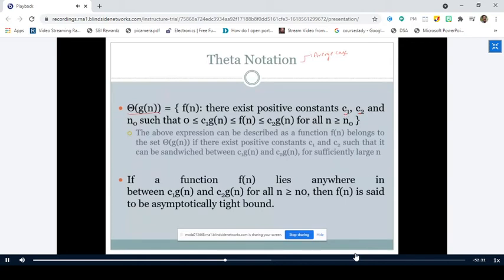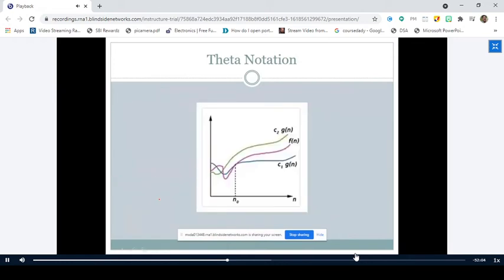So you have to take two constants, c1 and c2, and n0, such that 0 is less than c1 of g of n is less than f of n less than or equal to c2 into g of n. Right. So if a function f of n lies anywhere between these two values, c1 of g of n and c2 of g of n, then f of n is said to be asymptotically tight bound. That means we are going to measure the average case. This is how the graph looks like.